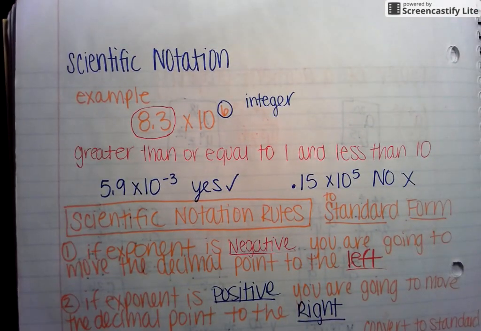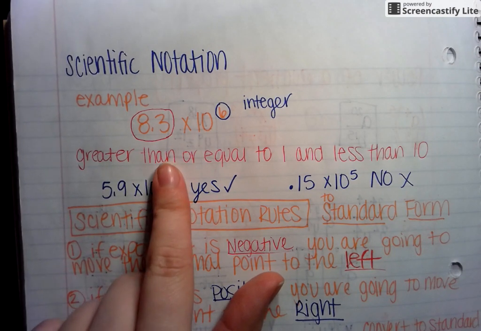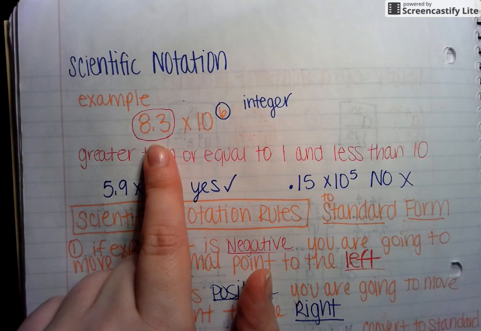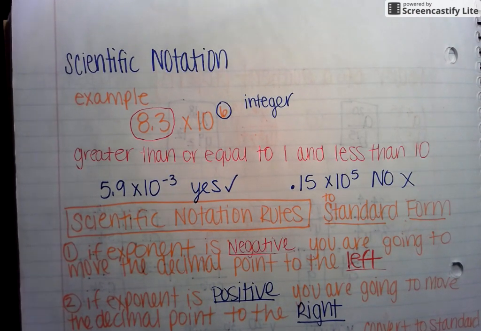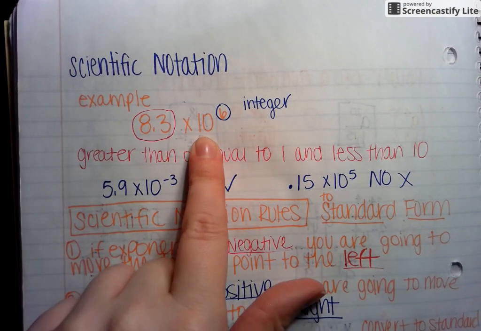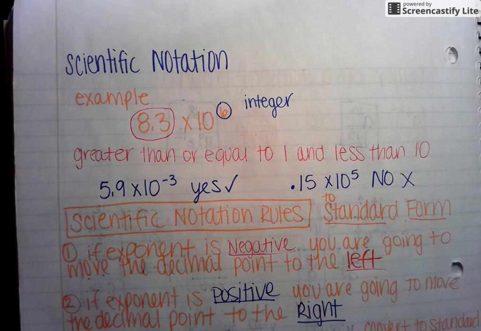So scientific notation is a way for scientists to write a number that is very big or very small in an abbreviation. Scientific notation is normally written as a number that is greater than or equal to 1 and less than 10. Normally it can be either a whole number or a decimal. It has to be in between 1 and 10. And it's always times 10, that's the base, to the exponent of whatever power that is, and that power can either be positive or negative.